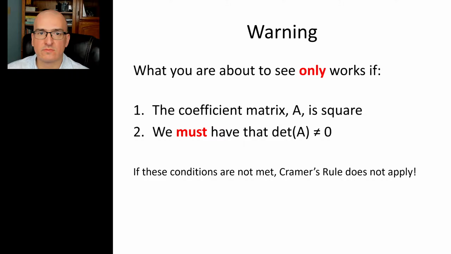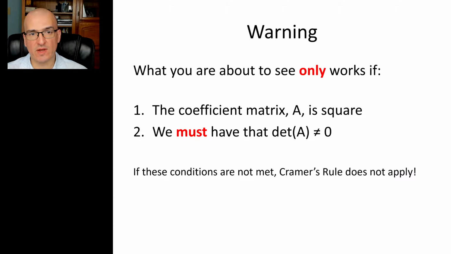Okay, and just to make it super clear, you cannot default to this method. You have to check these requirements first. If it isn't square, don't bother looking any further. If it is square, don't construct the replacement matrices right away. Check if the determinant is 0. If the determinant is 0, no dice. You cannot use this method. You're going to have to use some other method.